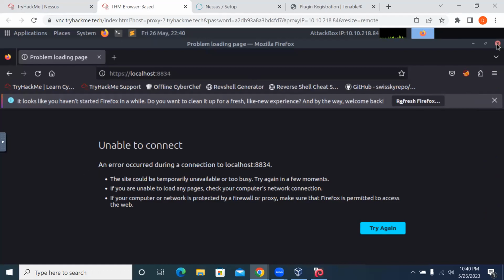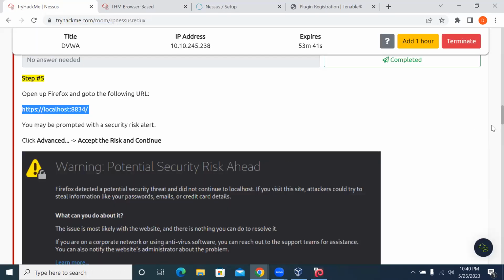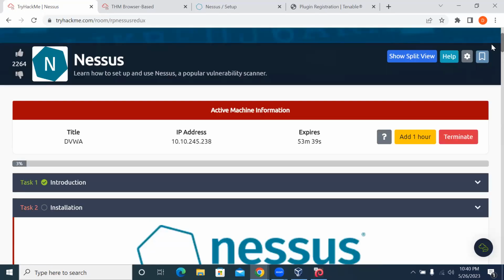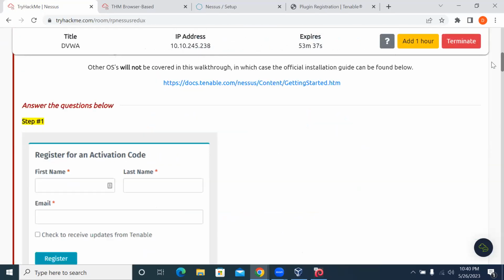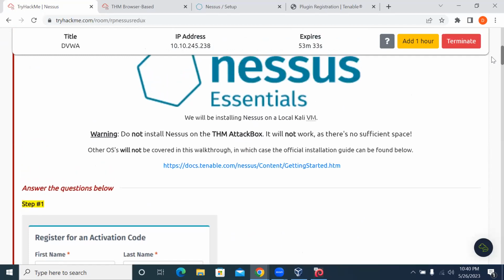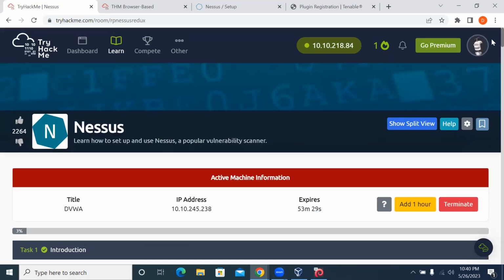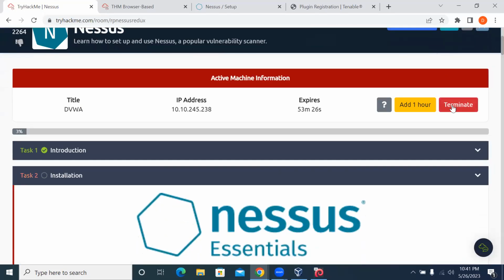Let's also see, maybe we have to read through the information they have here to see how we can set up Nexus on Tryhackme, right? To answer the question below, do not install Nexus on the Tryhackme box. Let me terminate this.